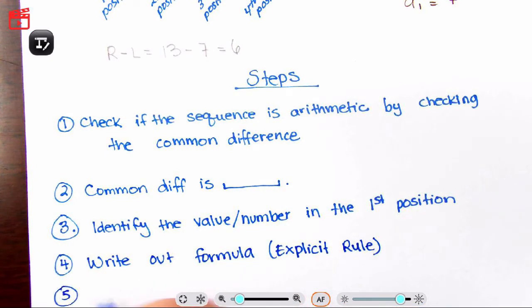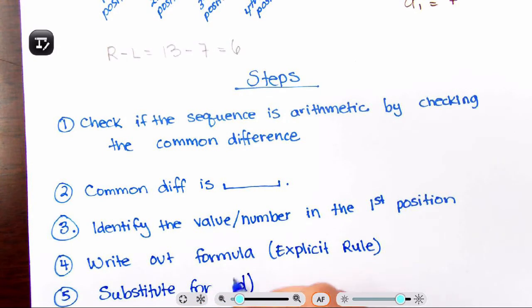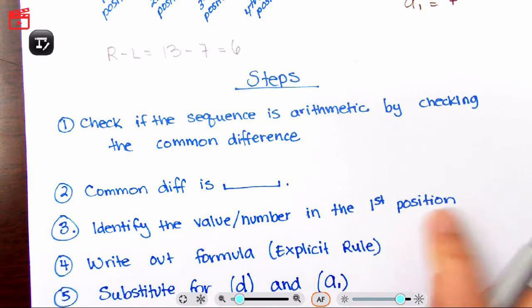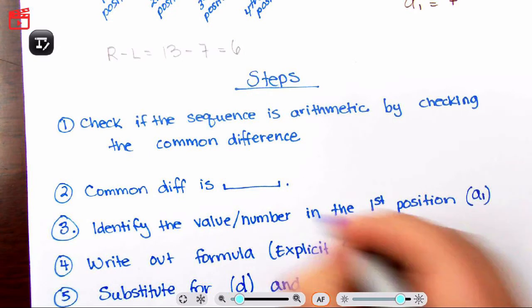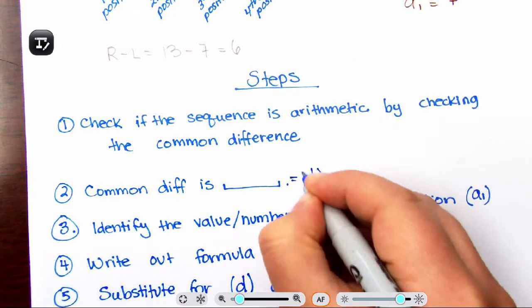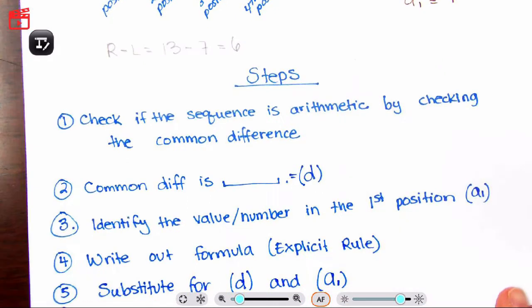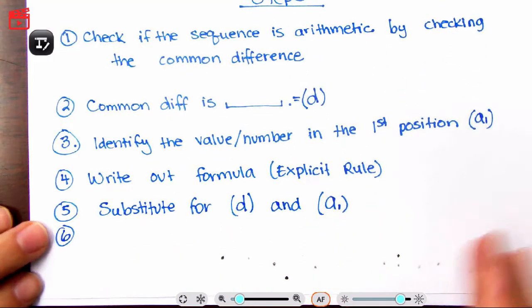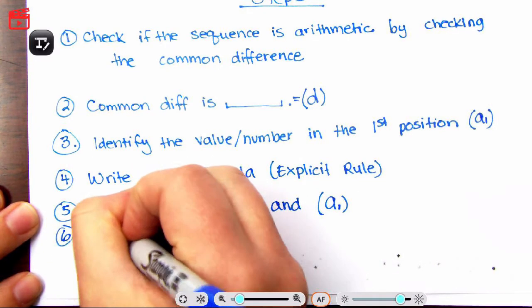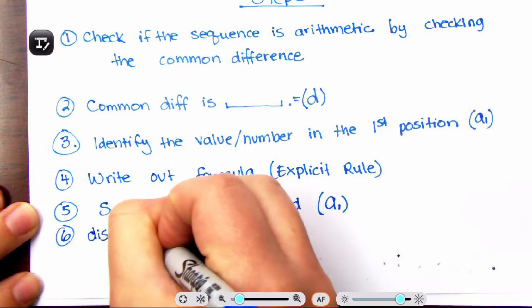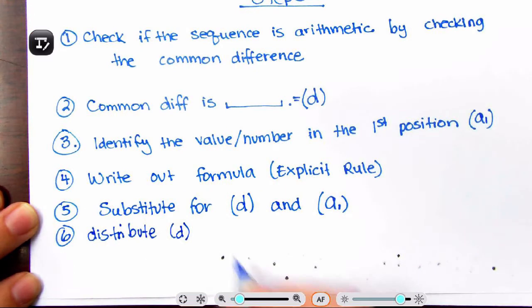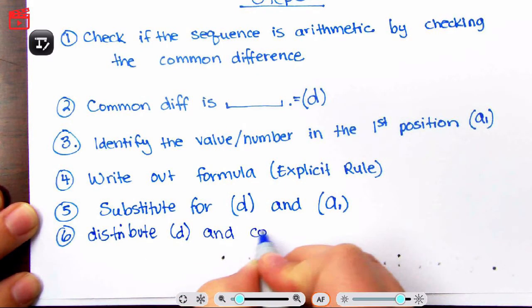Step five, you're going to substitute for d, which is the common difference, and a sub 1, which is your first position. So this is a sub 1, and this is d. Step number six, I'm running out of room. Step number six is you're going to distribute the common difference and combine like terms.